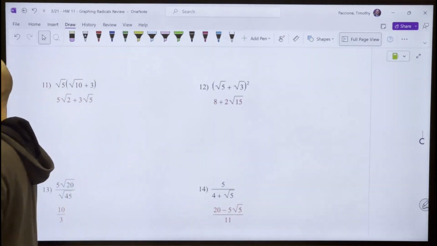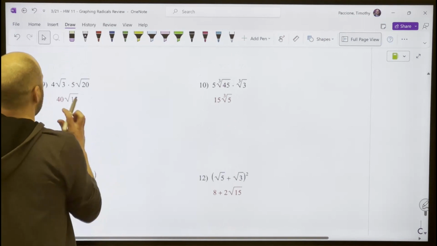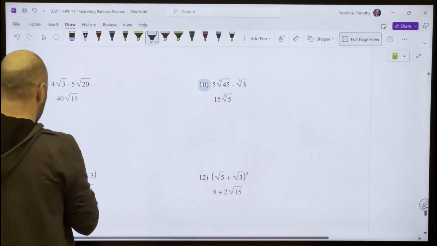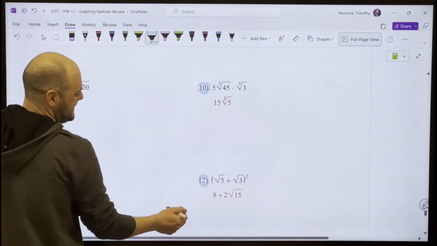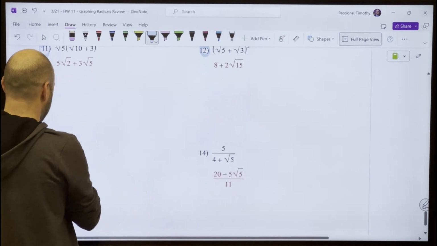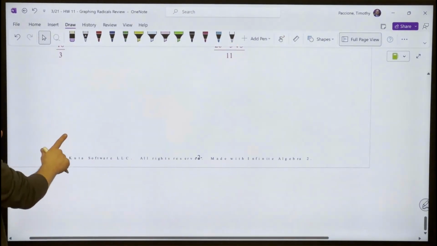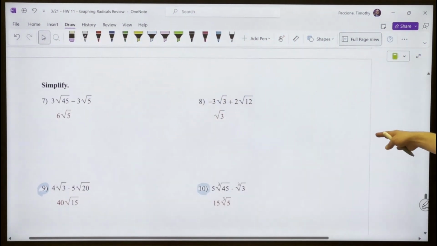Yeah, which ones? 9 and 10. All right, 9, 10, 11, 12. You joking? You were joking. All right, well, here's the thing. Anybody need to see 7 or 8?